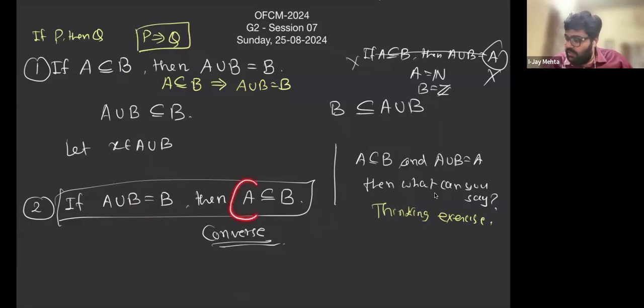Okay, so I have started with let X belong to A. I want to show it is in B. Now I'm stuck. So what do I do now? Directly, I don't know A is a subset of B. This is what I want to prove, right? So now what is the next step?